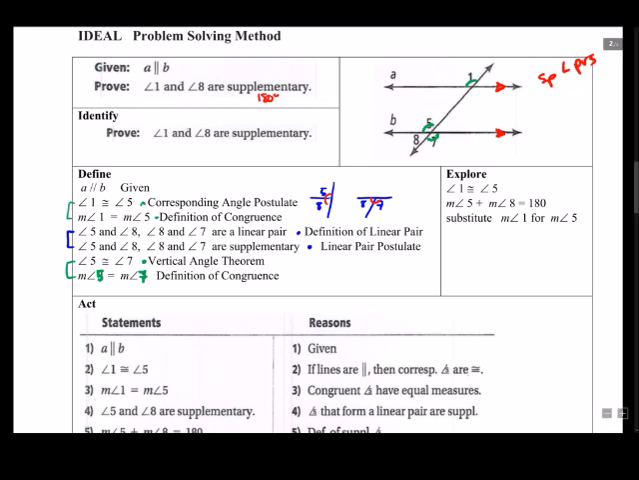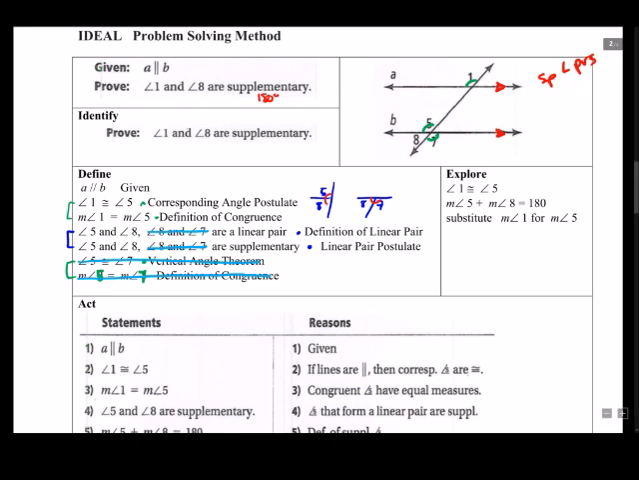Now we need to figure out how to relate angles 1 and 8. Well, who else relates with angle 8? I see angle 5 relates with angle 8. So I'm going to decide I probably don't need angle 7, so I can cross out my angles 8 and 7. And that means I'm probably not going to need my vertical angles theorem. So now I'm starting to pull out only the pieces that I'm going to need.